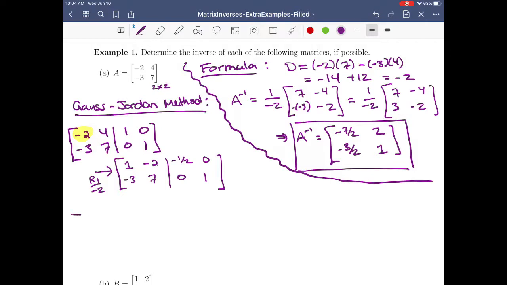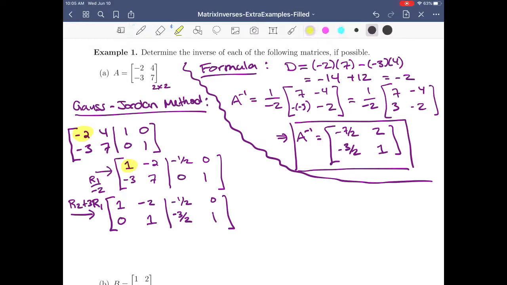So then I'm still pivoting around that entry. So I want to change row 2 by adding 3 of row 1. So this one's going to be a 0. 7 plus 3 times -2, so that's 7 minus 6, that's 1. 0 plus 3 times -1 is going to be -3 over 2. And this one is still a 1 because I'm going to add 0 to it.